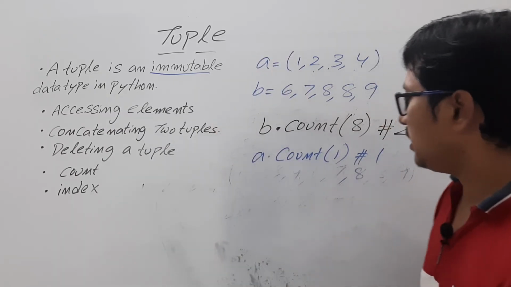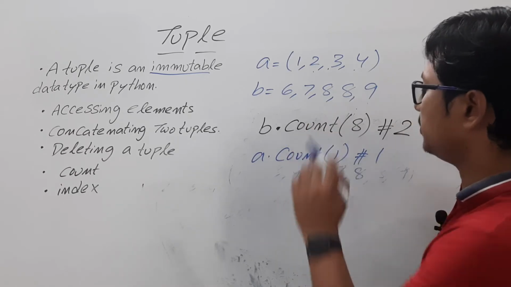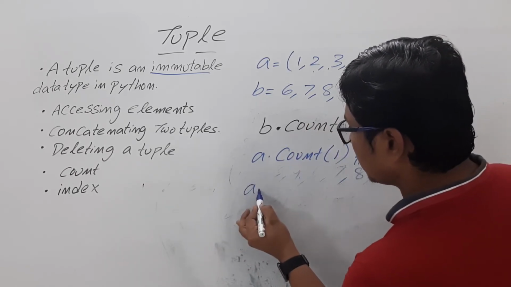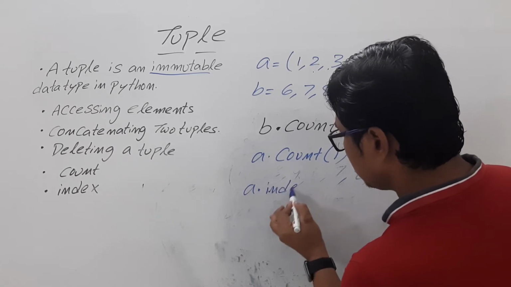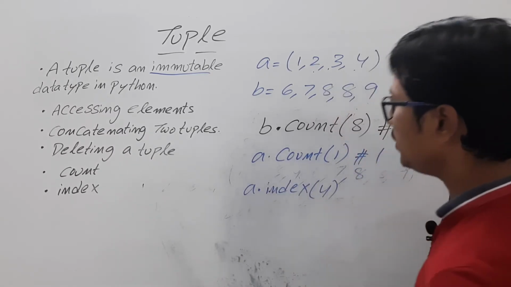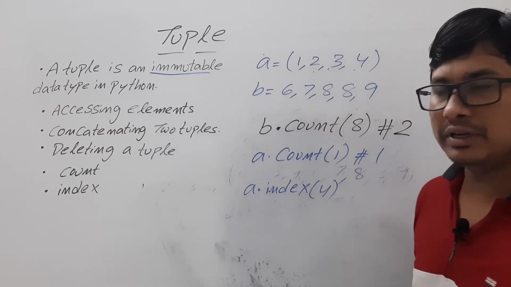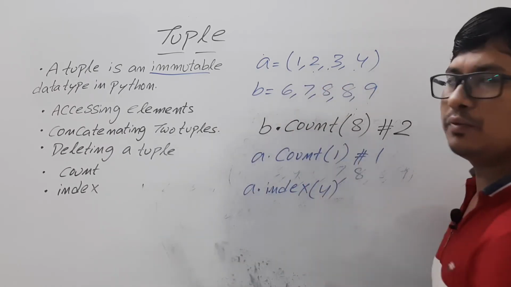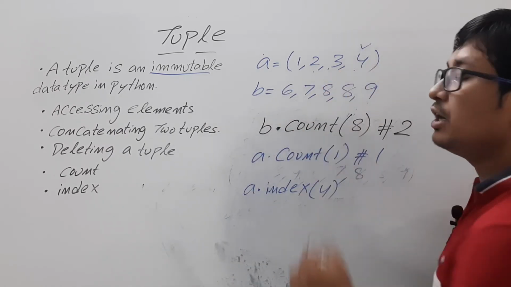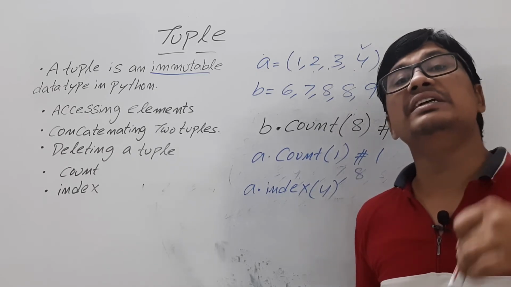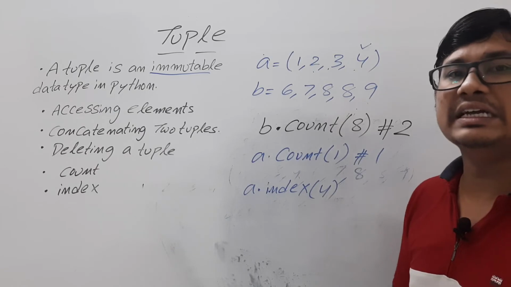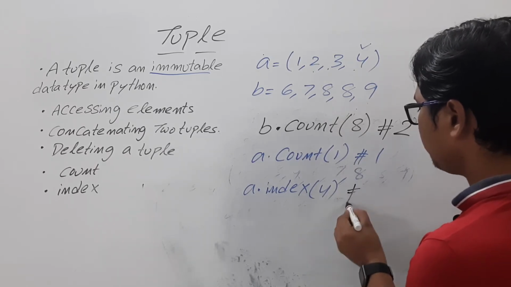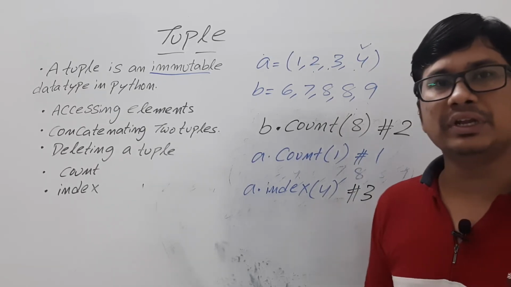Okay. Similarly, you want to find the index of a particular element. I can write a dot index 4. Now it will go to the tuple variable a and it will search for the value 4. Yes, 4 is there. Now 4 is there at which index? Can you tell me at which index it is there? 4 is there at the index 3. So if you write it within the print, you will get the output as 3.